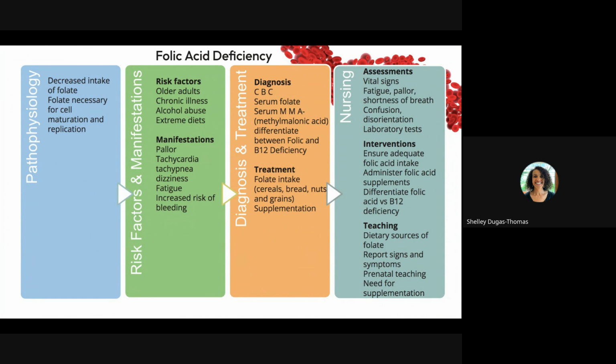Assessment focus, you want to focus on the vitals, tachycardia, tachypnea, symptoms like fatigue, pallor, shortness of breath, labs like hemoglobin and folate. Teaching includes diet, making sure that the patient is getting sufficient dietary sources of folate. Prenatally, they have to increase their amount, and this is essential to prevent neural tube defects in the child. You want to make sure they can report symptoms of fatigue, shortness of breath, dizziness, confusion, and supplemental education, especially for those patients who have gastric bypass surgeries, and educating them on certain medications that might interfere with folate absorption.